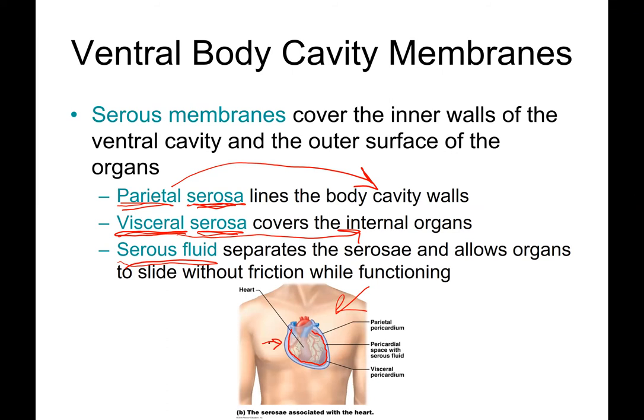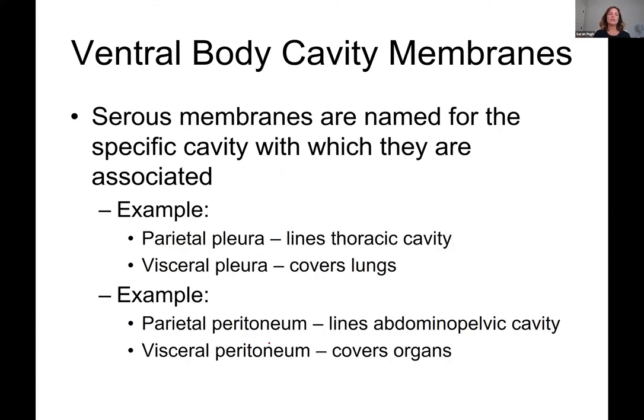Okay, good. So we have a membrane in the cavity. We have a membrane on the organ. They're separated by some fluid. Great. And so now let's talk about how we can be a little more specific when we talk about our serous membranes. Okay. So serous membranes actually are given names for the specific cavity or organ that they're associated with.